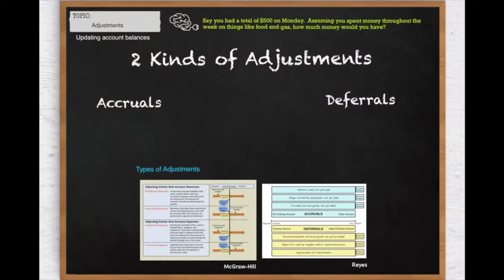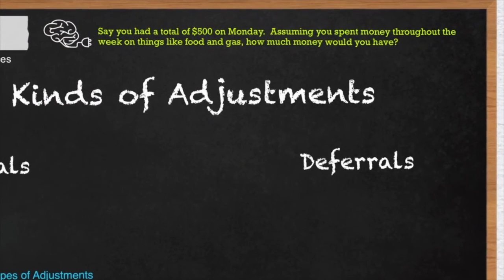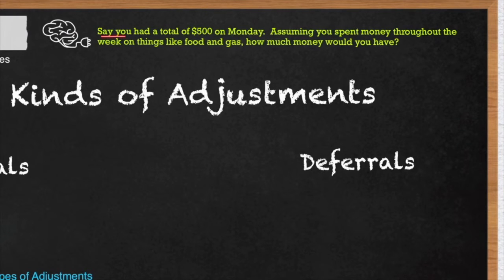All right, now let's get into the actual adjustments. Adjustments basically is updating account balances. So we have balances for accounts, but by the end of the period, which is again usually a month in accounting, at the end of the month, at the end of the accounting period, some of the balances are incorrect or not concise. So we have to adjust them.